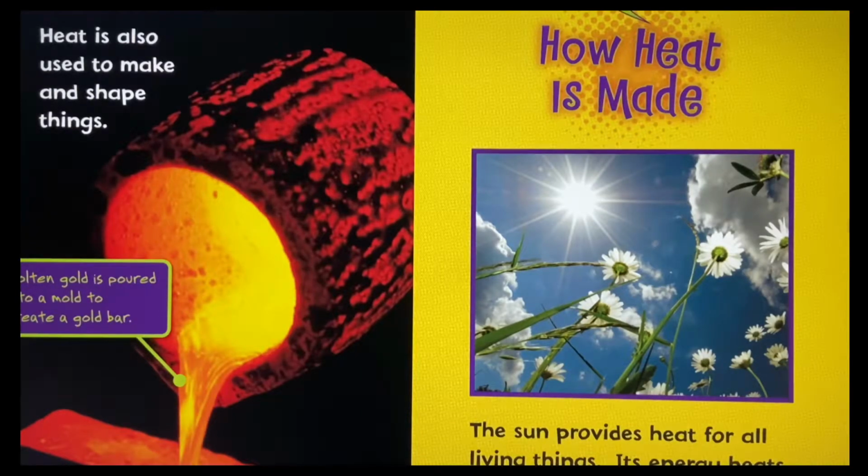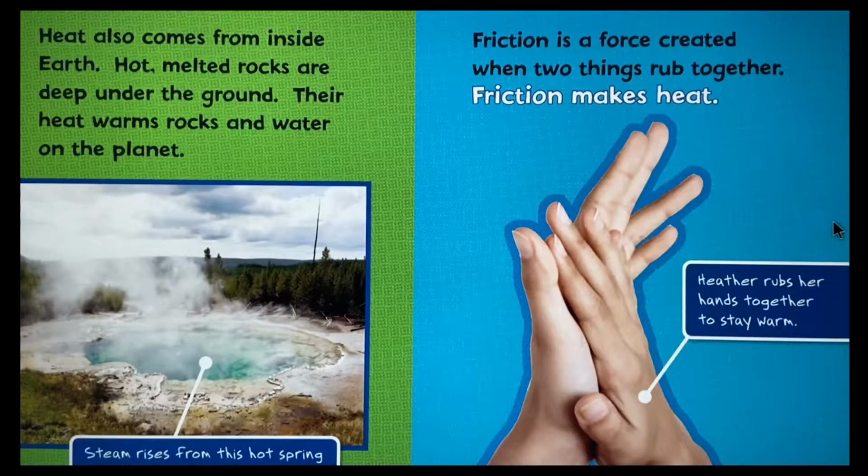How is heat made? The sun provides heat for all living things. Its energy heats the earth. Heat also comes from inside Earth. Hot melted rocks are deep under the ground. Their heat warms rocks and water on the planet. Steam rises from this hot spring at Yellowstone National Park. Hot springs are pools of water heated by Earth. Friction is a force created when 2 things rub together. Friction makes heat. Heather rubs her hands together to stay warm.